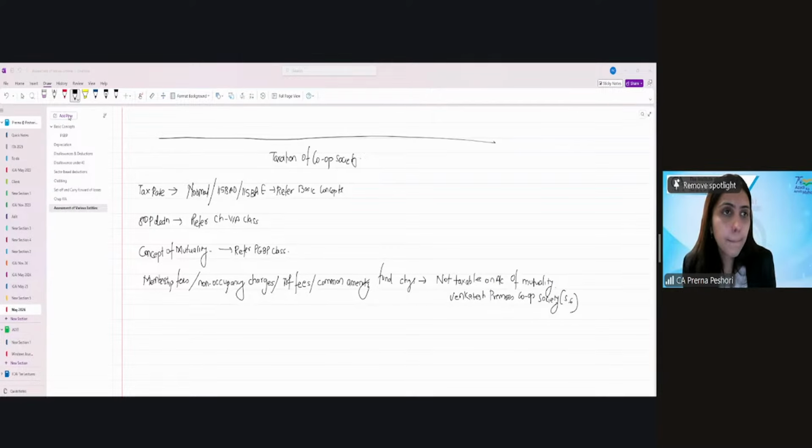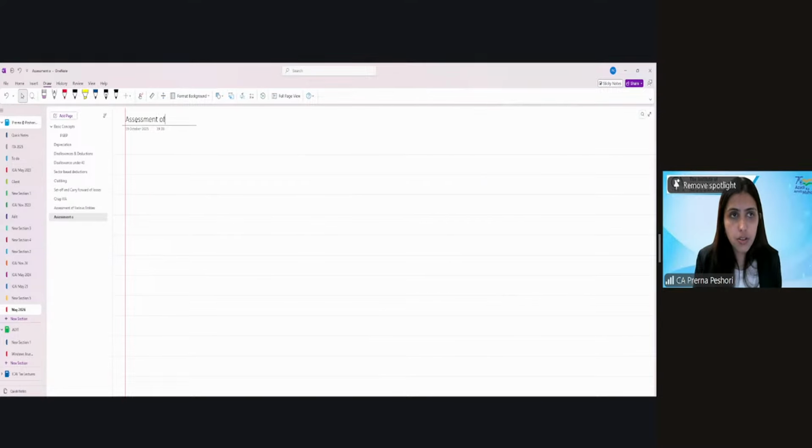We are going to start with the assessment of the trust. Okay, so this is the next topic that we are starting with, taxation of the trust or the assessment of the trust, as you may want to call it. Now, we are going to deal with different kinds of trust in this particular topic.